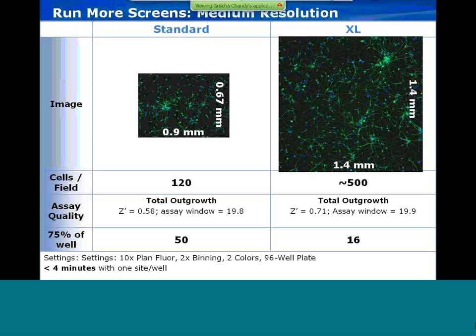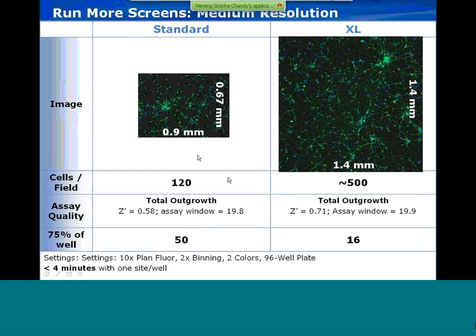by about threefold, because oftentimes with a standard system on the left, you're getting about 120 cells per field, and if you want to capture most of a well, and this is for a 20x objective, you have to go up to 50 images. Whereas with an XL, if you try to capture the same area, you'd only have to capture 16 images. Now, these are extreme examples. The example that Jayne gave, her 12 images would drop to 4 images.